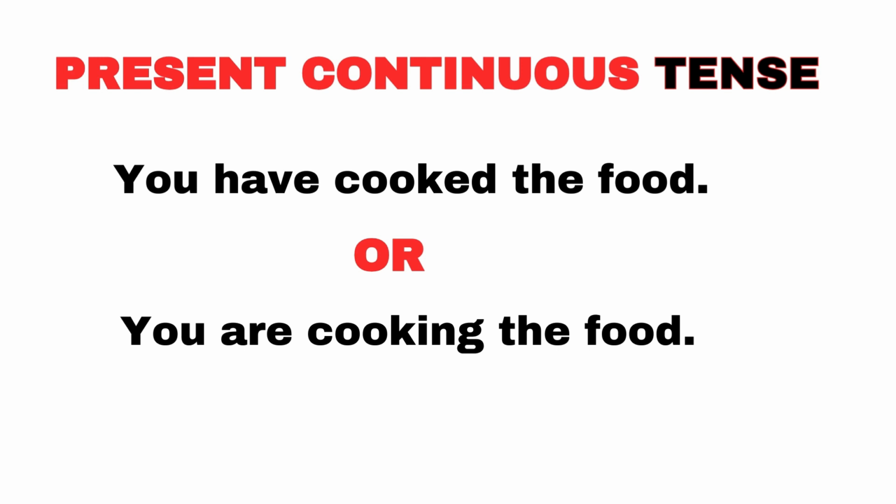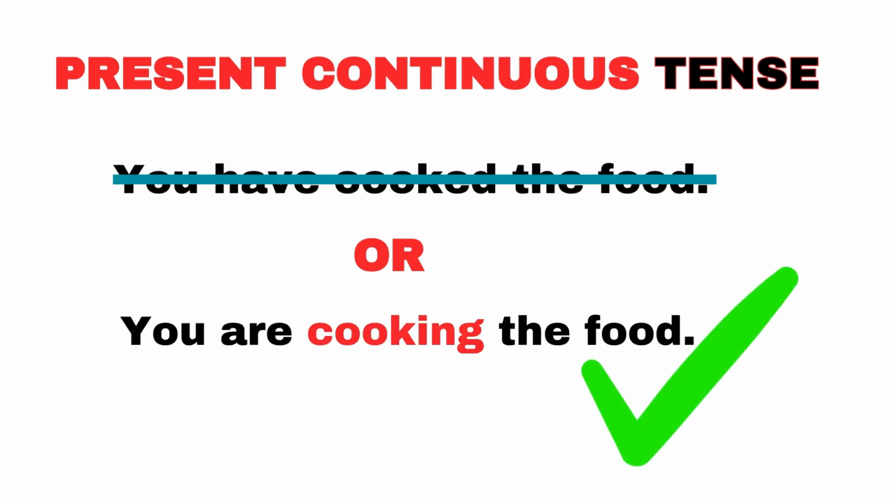Which one is the present continuous tense? Remember, the verb ends in ing. You have cooked the food, or you are cooking the food. It's the second one. You are cooking the food.